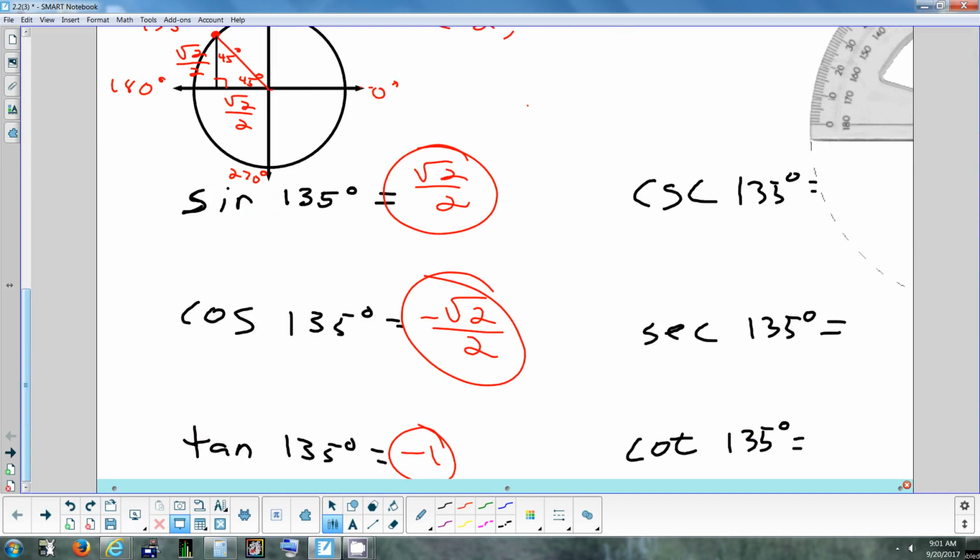Okay. How about Alex? What would my cosecant be? Negative 2 over root 2. Yep, it would be 2 over root 2, which would then simplify to... 2 root 2 over 2. Yep, 2 root 2 over 2, which would simplify even further to just root 2. Good.